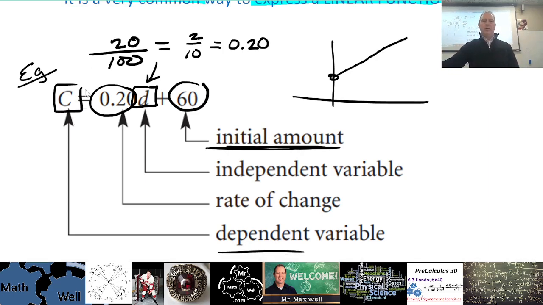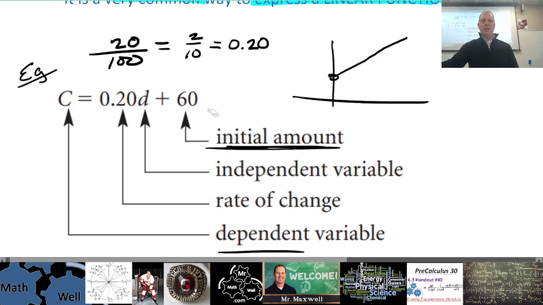So this is also y equals mx plus b. Y, your cost, that's the vertical axis. Y equals m, your rate of change, the slope. X, which is the horizontal axis, the distance, plus b, your intercept right here, 60.